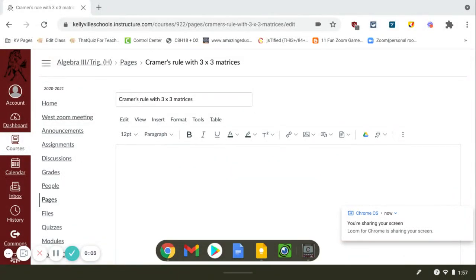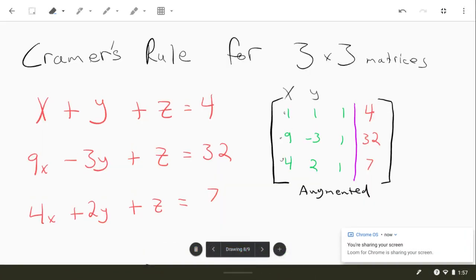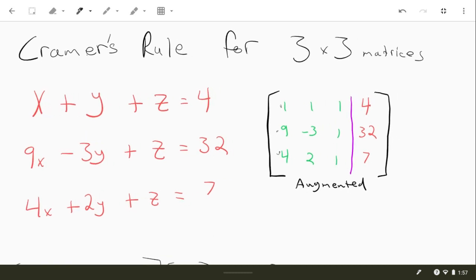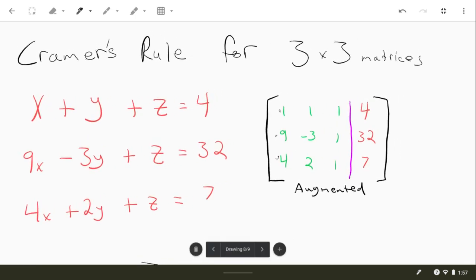Okay, hey guys, so we're going to be doing Cramer's rule again, but instead of it just being an x and a y, we're going to have a system of three equations here. So I've got x plus y plus z is equal to 4, and then I've got 9x minus 3y plus z equals 32, and then I've got that third equation as well, and we're trying to solve for x, y, and z so that it balances all three equations.